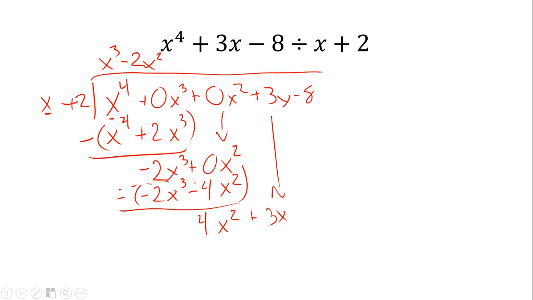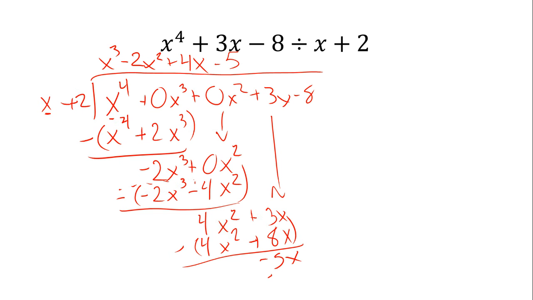X times what gets you 4x squared? That would be a 4x. So we have 4x squared plus 8x. Now we're subtracting. Gets us a 0. And that gets us a nice little minus 5x. X times what gets you a negative 5x? That would be negative 5. Negative 5x. Oh, I had to drop this negative 8.